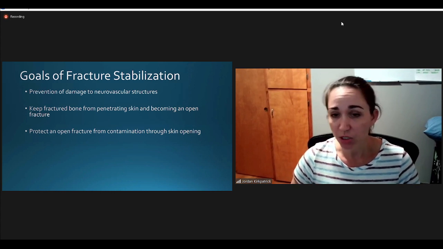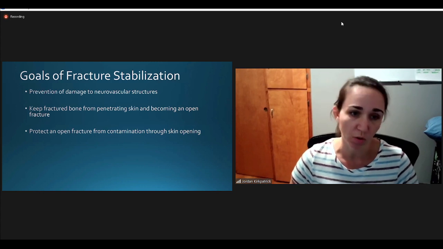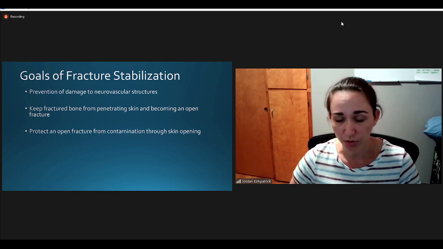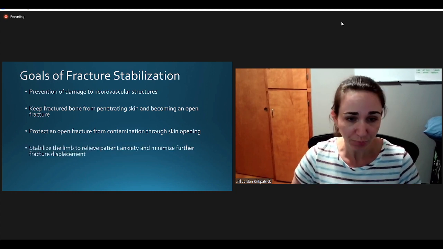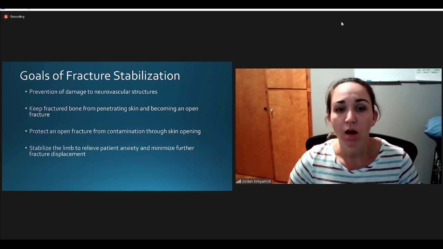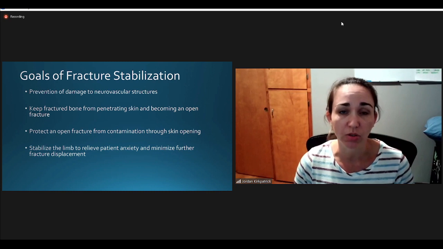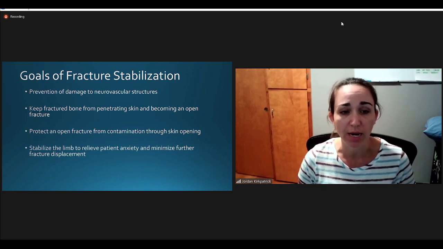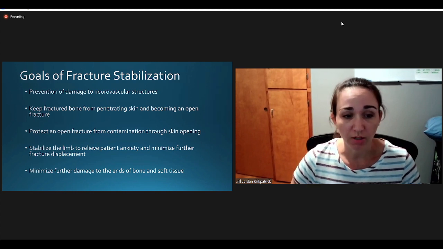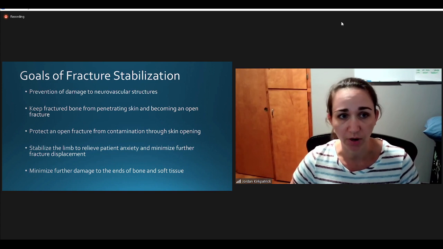So maybe it's just barely poking through. We don't want to make that worse. We don't want mud or manure or things like that to get into the skin where the bone is coming through. So stabilization can help with that. And then, as I said before, a lot of the anxiety and panic from the horses is because they can't stand or use their leg like they're supposed to. So stabilizing the limb helps reduce that anxiety within the patient. And then again, just in general, minimizing further damage to the bone and soft tissue structures around the fractured area.